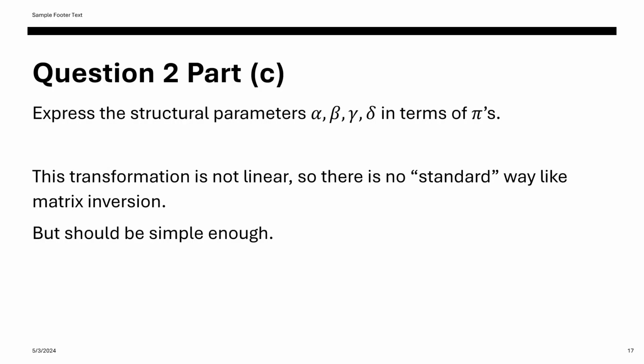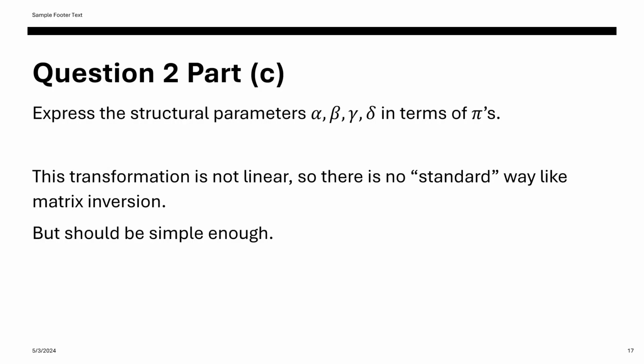structural parameters, right? The problem here is not that difficult, just four simple parameters into four. So it should be easy, but here the transformation is not linear, so there is no standard way like matrix inversion. Here you have to solve them out by yourself, but not that difficult. But that is actually a problem in theoretical analysis and in estimation, right?